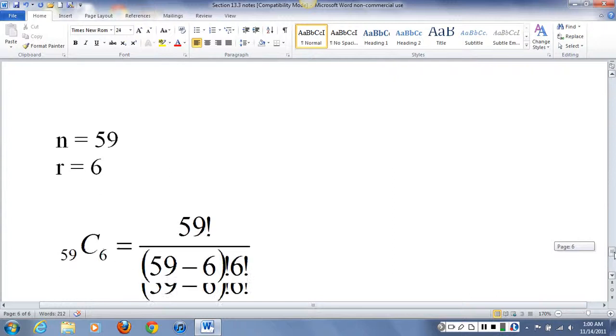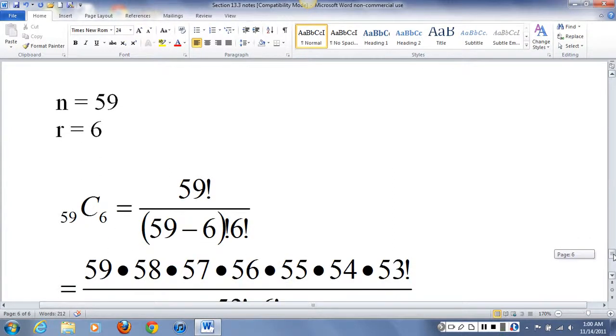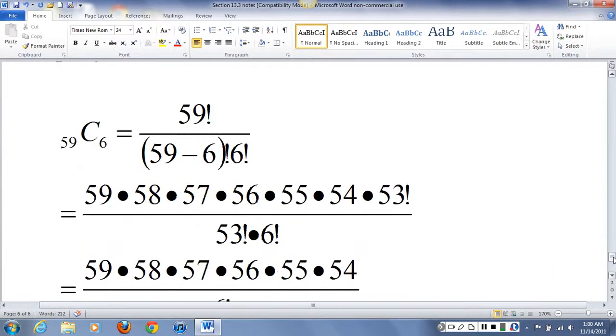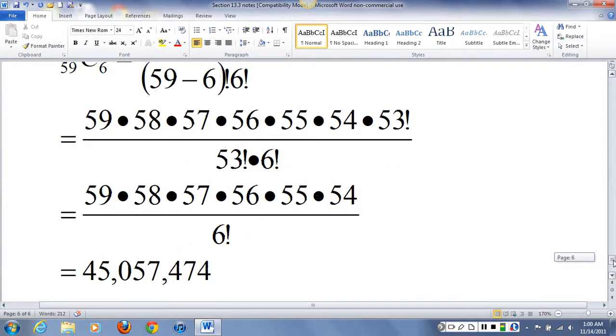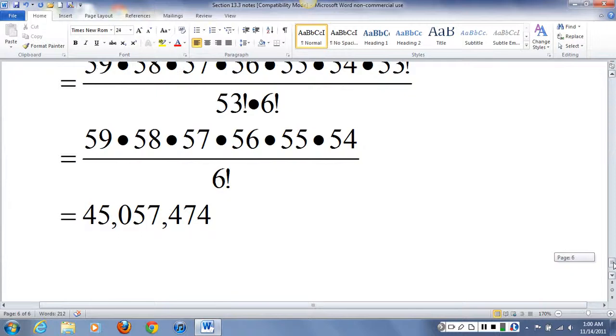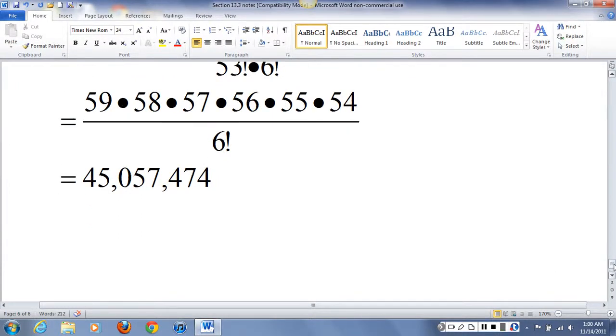N is 59, R is 6. This is my formula, 59 factorial over 59 minus 6 factorial times 6 factorial. So that leaves me with 53 times 6 factorial. When you do your math, you end up with about 45 million ways of choosing. So again, the main thing is we have permutations where order is significant and combinations where order is not significant.